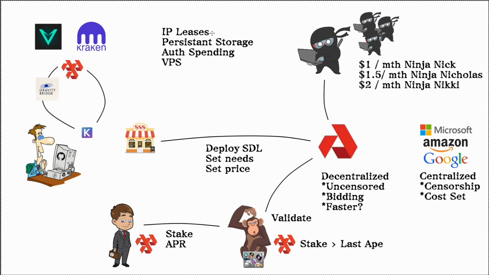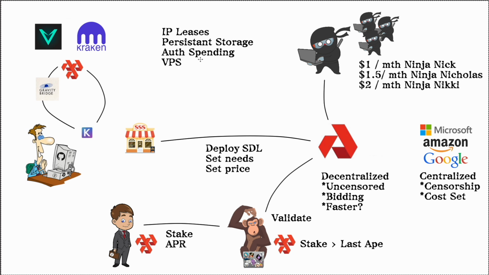One, you can lease IPs or IP addresses. So if you wanted a static IP address, the IP address is always the same, you could use the Akash to do this. You could use it for persistent storage. So maybe instead of, oh, I need a cloud storage, instead of using Google Drive or Google Cloud or whatever cloud storage thing you wanted, you could use the Akash network to store some data, you know, your wife's pictures or something like this.